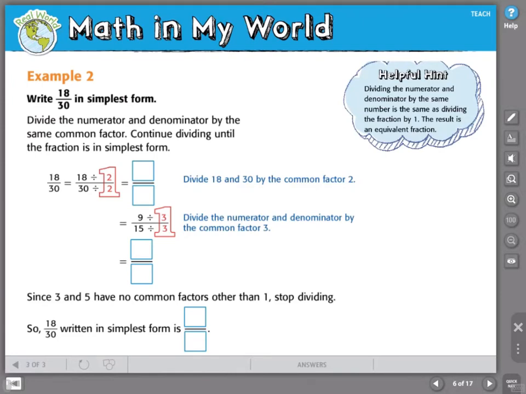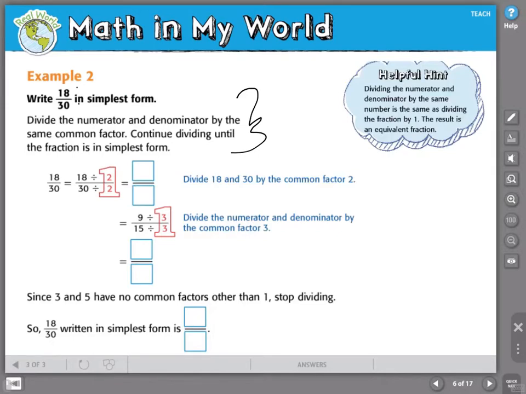They ask us to write 18/30ths in its simplest form. Here, they tell us to divide the numerator and denominator by the same common factor and continue dividing until the fraction is in its simplest form. This is an idea you can use if you don't know or don't have time to find all of the factors of both the numerator and the denominator.